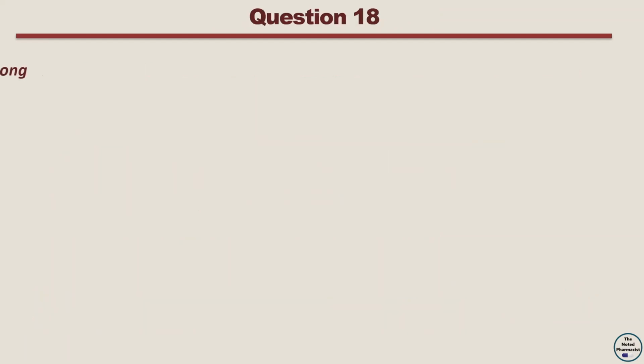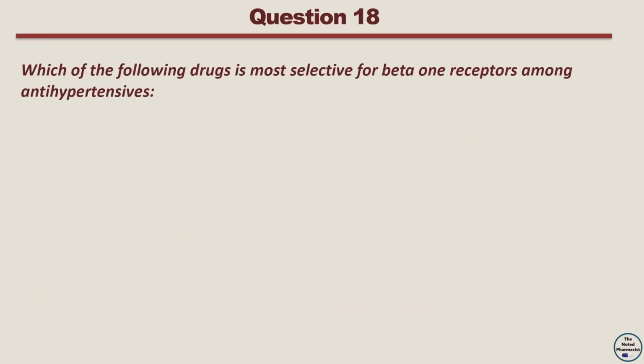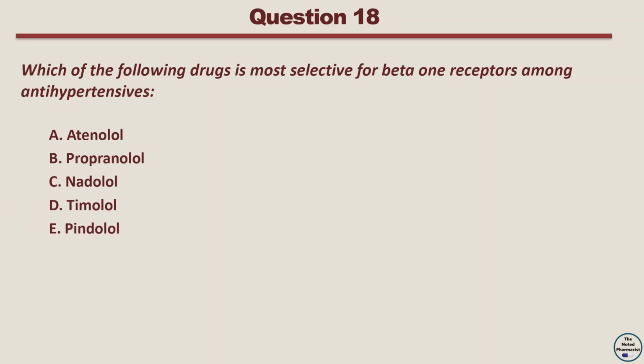Question 18. Which of the following drugs is most selective for beta-1 receptors among antihypertensives? Option A, atenolol. Option B, propranolol. Option C, nadolol. Option D, timolol. Option E, pindolol.